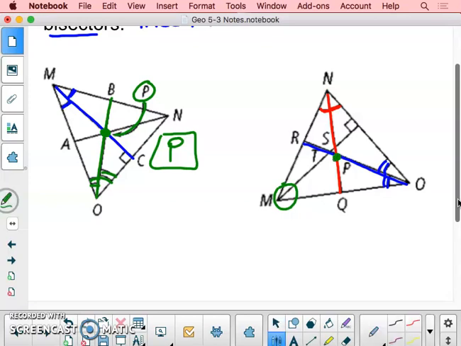The answer happens to be P again for the incenter, the point of concurrency of the angle bisectors. So if I ask you just to label which one it is, there might be a messy picture, there might be a lot of letters that could be options. Just try to trace those angle bisectors and see if you can figure it out.